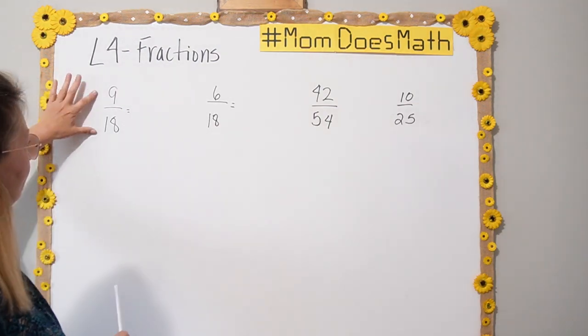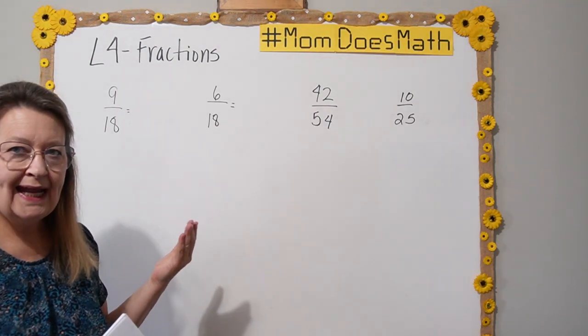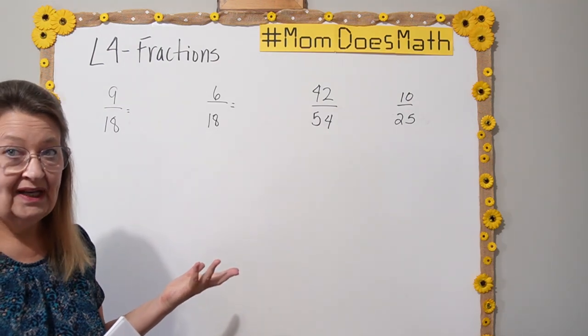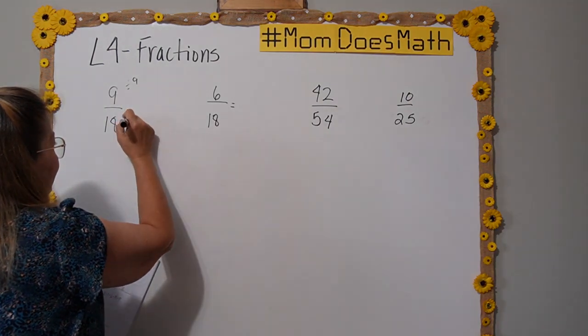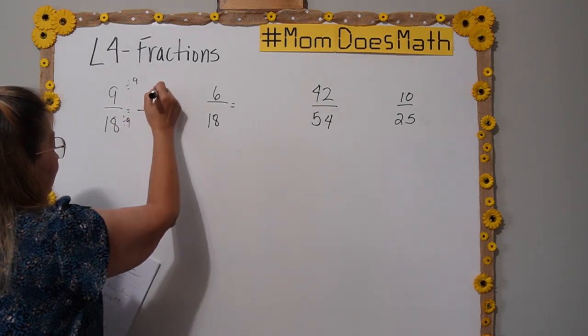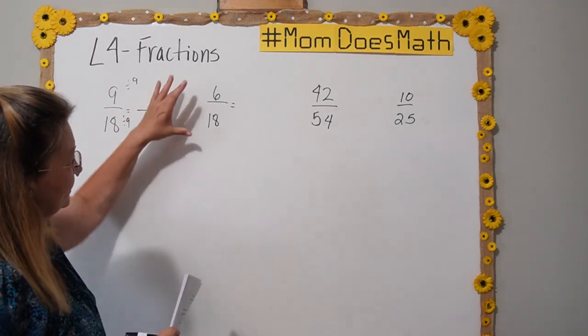So let's look at these first two. 9 over 18. What's a number that goes into 9 and into 18? 9 does. So if I divide the top by 9 and the bottom by 9, what do I get? 1/2. Okay? All right, 6 and 18.